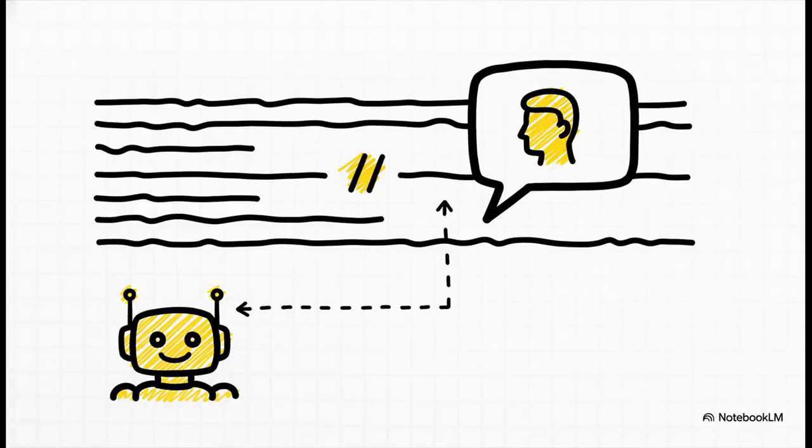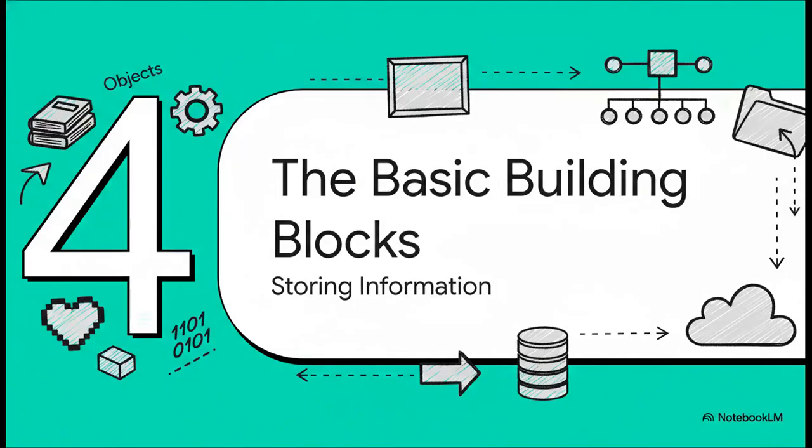Oh, and one more quick thing about the language. Comments. These are basically just notes that you leave for yourself or for other people reading your code. You can write anything you want in a comment, and the computer just completely skips over it. They're super important for keeping your code easy to understand. Okay, so we've got the basic grammar down. But how do programs actually do anything with information? Well, let's talk about the basic building blocks for storing and using data.